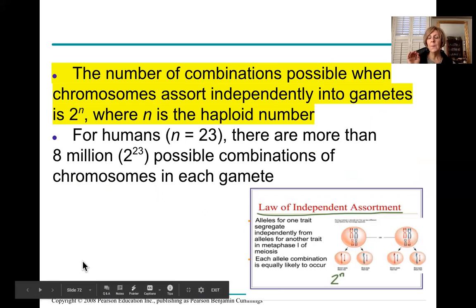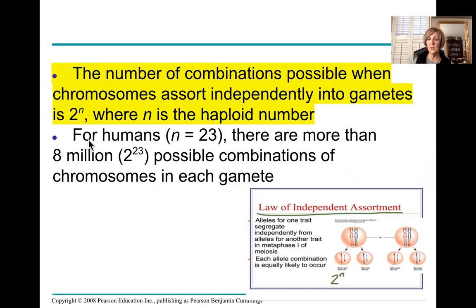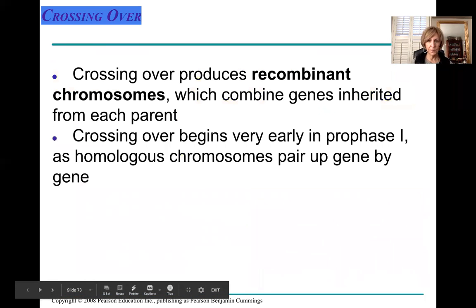So the mathematical equation that we use is, we say the number of different combinations when chromosomes independently assort, when they're pairing up in meiosis 1, is 2 to the n, where n is the number of haploid chromosomes. So for humans, our n number is 23, right? Our 2n number is 46. So 2 to the 23 is more than 8 million possible combinations of variety in our gametes, just based on independent assortment alone, not even based on crossing over.